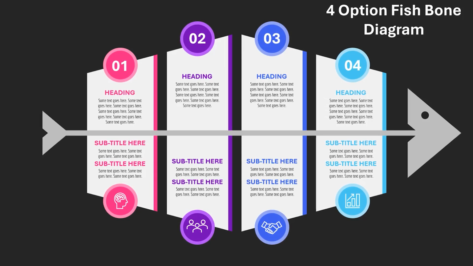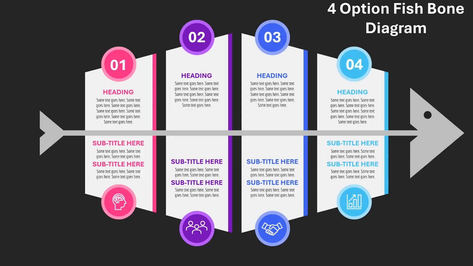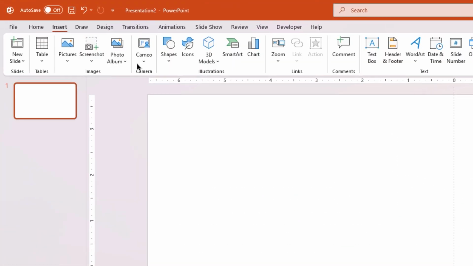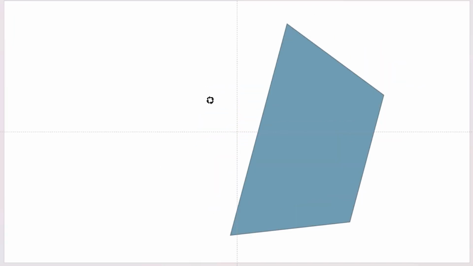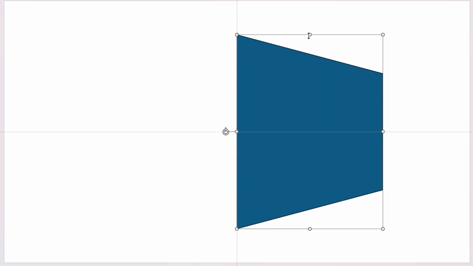In this tutorial, we are going to create this fishbone diagram using PowerPoint. So, let's get started. Let's first go to the Insert tab and then draw this manual operation flowchart shape. Rotate it by 90 degrees, align it centrally to both the guides, and then adjust its size.